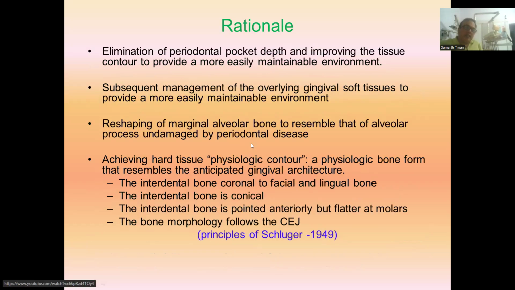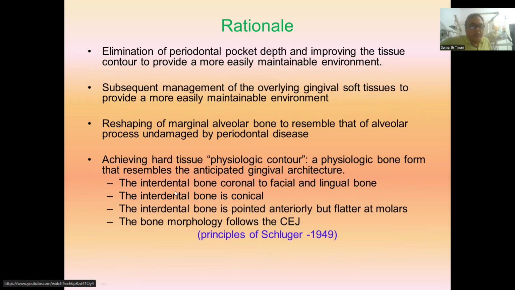Rationale: why is it needed? Elimination of periodontal pocket depth and improving the tissue contour to provide a more easily maintainable environment. Subsequent management of overlying gingival soft tissues to provide a more easily maintainable environment. Reshaping of marginal alveolar bone to resemble that of alveolar process undamaged by periodontal disease. Achieving hard tissue physiologic contour, a physiologic bone form that resembles anticipated gingival architecture.